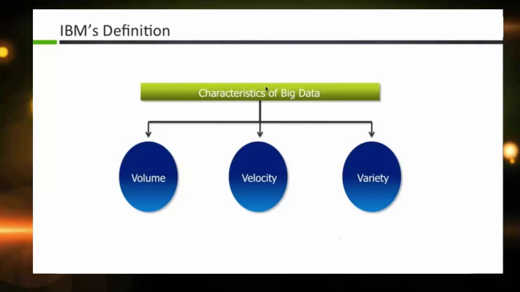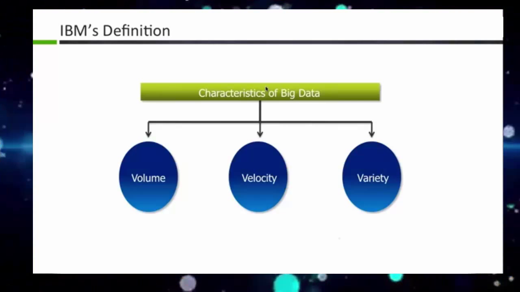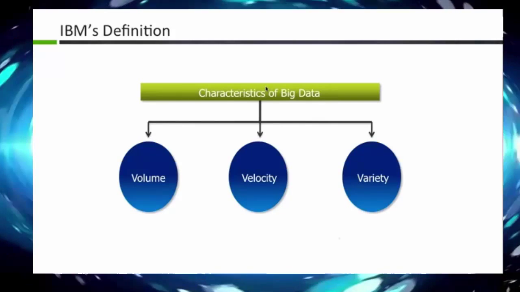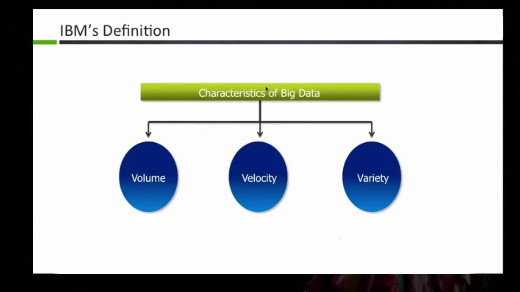Coming to IBM's definition of big data, it characterizes big data with three things: volume, velocity, and variety. Now, what do volume, velocity, and variety mean? Very, very simple to understand. In fact, very logical as well.